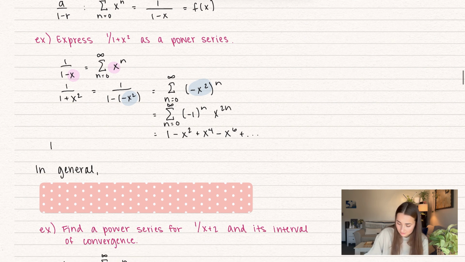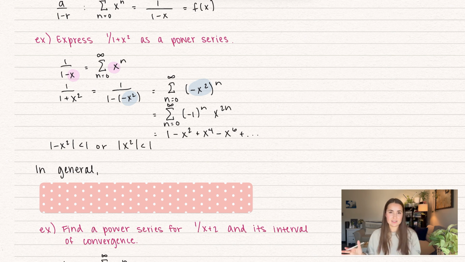So in our case, we have to have negative x squared be less than 1, or we can just write that, right? It doesn't matter with the absolute signs if that negative is there or not. So here, this is going to converge, right? This is going to be equal to this series for all x squared less than 1.